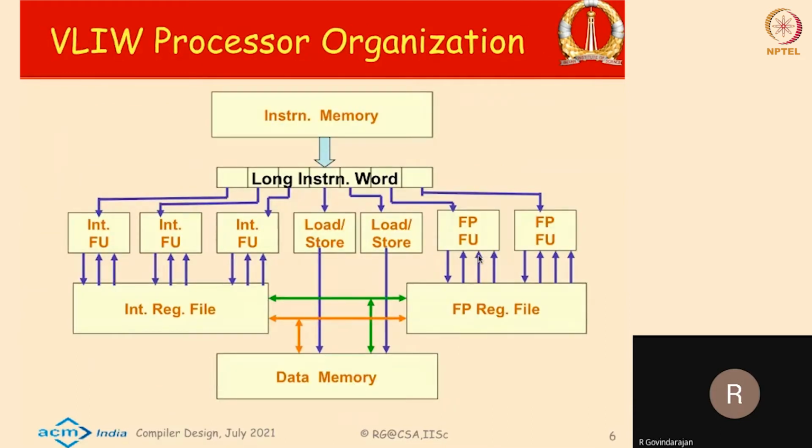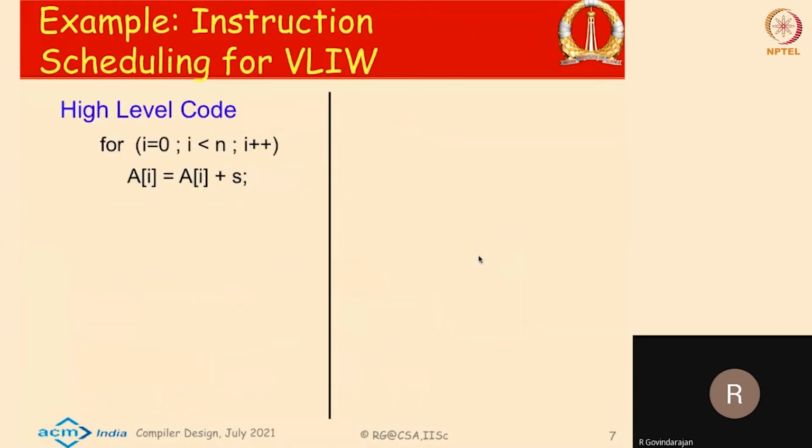Now let's once again look at this VLIW processor and then see how instruction scheduling can be beneficial here. In VLIW processors, these independent instructions have to be packed together and presented to it so that it can exploit instruction level parallelism. Let's see an example for this, and let's see what instruction scheduling can do for this. I will assume this simple C code where you are trying to modify each array element by adding a scalar value to it, right?